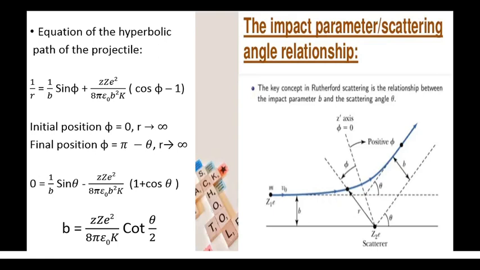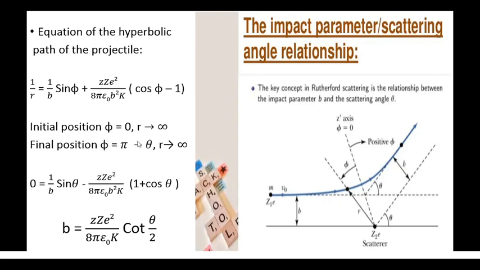And now the final position means again the particle is going this way, isn't it? So again r tends to infinity, and phi you can write as pi minus theta. So there is a scattering angle theta and the remaining angle is pi minus theta. So the final position is pi minus theta and the particle is going away from the nucleus again. So r tends to infinity.